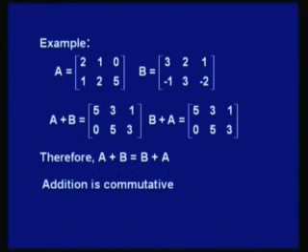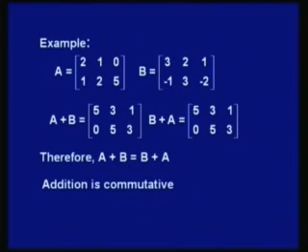So the example is you have A as a 2 by 3 matrix, and B is also a 2 by 3 matrix. They have to be of the same order, only then addition can be done. So given A and B, A plus B is 5, 3 and 1 in the first row. In the second row I have 0, 5 and 3.